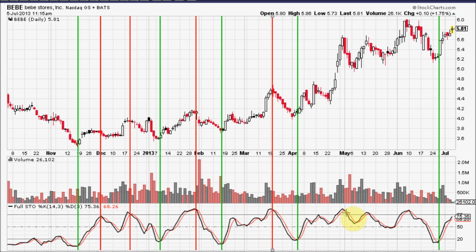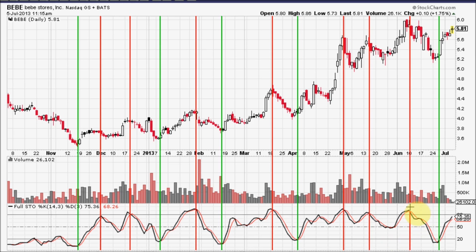Okay, the next time it gets over 80, the black line crosses down through the signal line and through the 80 line, another pullback happens. Same thing here. It gets above 80, the black line crosses down through the signal line and drops below 80. And the last time here, you would expect another pullback when, right about here, the black line was above 80 and crossed down through the signal line.